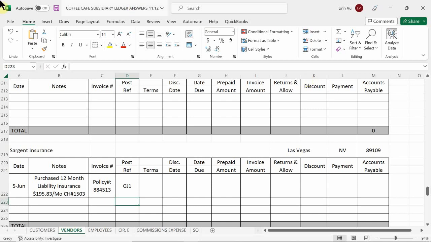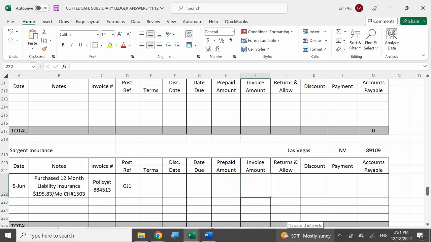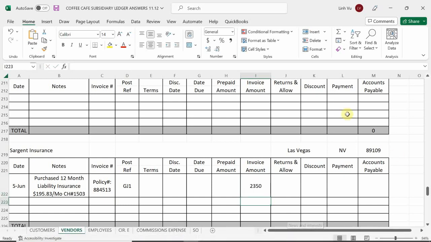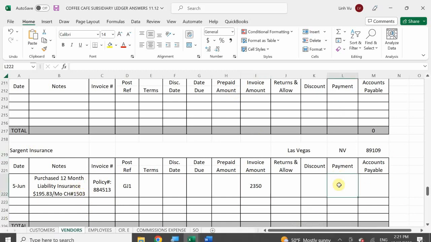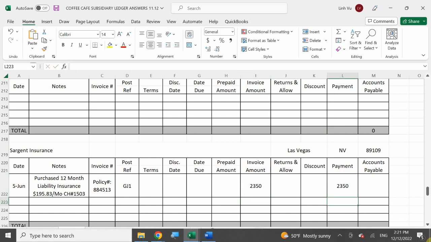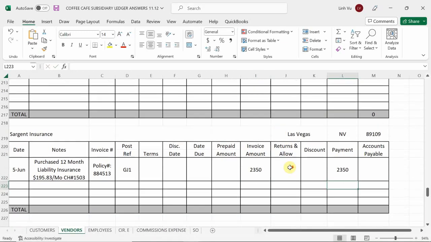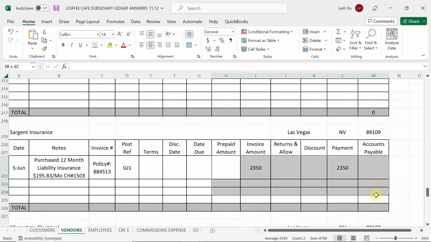I don't need that. So therefore, what was my invoice amount? My insurance company policy said that insurance plan was $2,350. Okay? And of course, we made a payment with check number 1503. So therefore, I made a payment for $2,350. Okay? So once again, let's go ahead and do that formula.